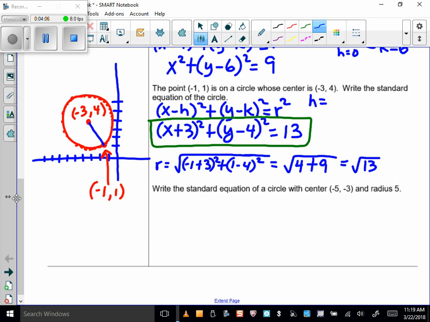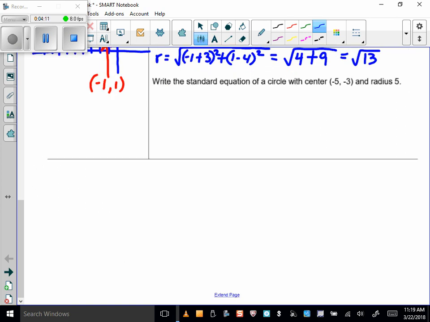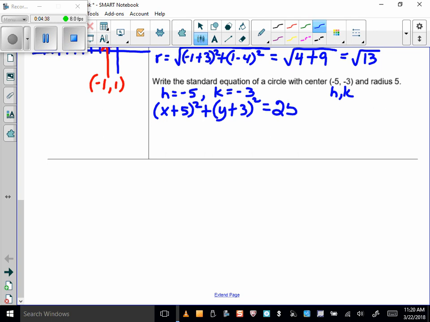Okay. Here's another one. Oh, this one's much easier than that one, because we don't have to figure out how long the radius is. It's given to us. Let's see, remember the center is (h, k), so h is -5, k is -3. So if I plug it into my formula, x minus h is x minus -5, so (x plus 5) squared plus (y plus 3) squared equals r squared, so 25. There we go, right there.